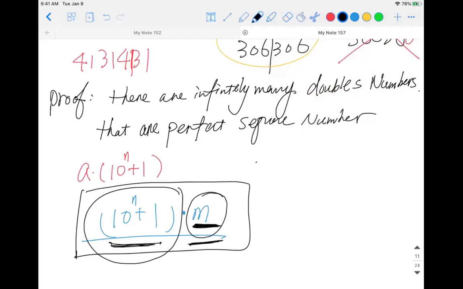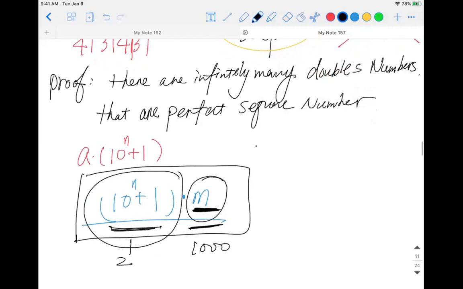If m is too big, and this is only 2 digits, this is like 1,000 digits, this is not going to be a double number either. There's a constraint for m. M's digit count can't be too big, can't be too small. Actually, m must be here. Do you guys agree with me? M must be an n-digit number. You guys follow me? M must be an n-digit number.